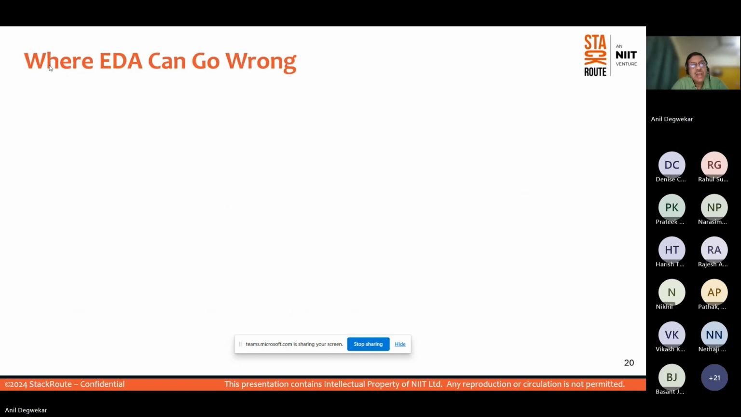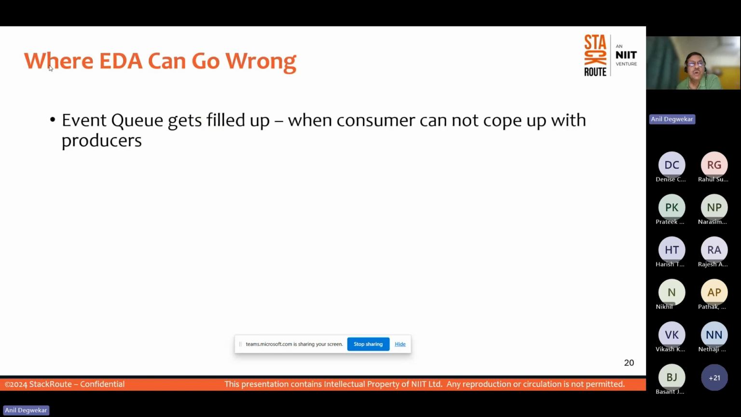So it's not always hunky dory. There are times when event driven architecture can go wrong, right? And it's good to be aware of what the pitfalls are in this approach, where it can go wrong or where it can cause you trouble, right? So just to give an example, sometimes your event queue can get filled up, right? It's a FIFO, and if the capacity is full, and if there aren't enough consumers or consumers are not fast enough, your queue can get full, and then that can put you in trouble, right?